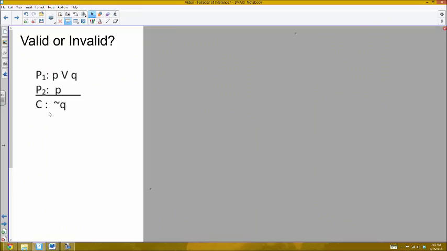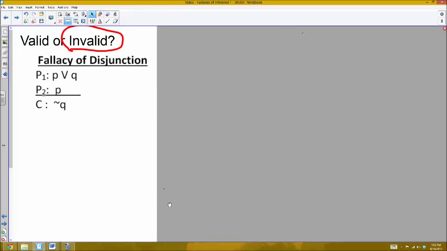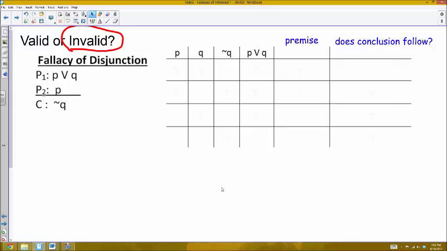It turns out that this is actually going to be an invalid argument. And this one in particular is the fallacy of disjunction. Now, how do I actually verify that this is an invalid argument? We can use a truth table.